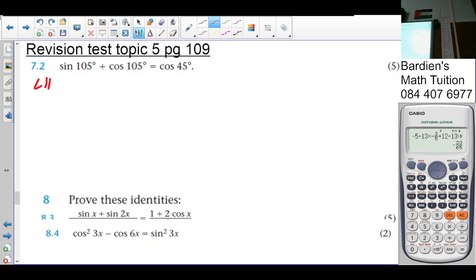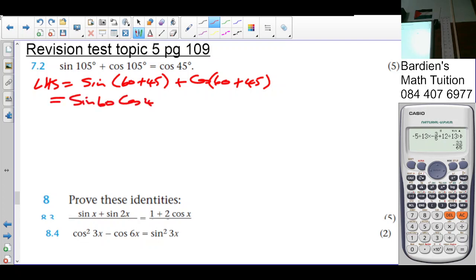So the left hand side, that is simply going to be sine 105 plus cos 105. Special angles, 60 and 45. So sine of 60 plus 45 plus cos of 60 plus 45. So that's simply going to give us the sine expansion: sine 60 cos 45, same sign, sine 45 cos 60, plus cos 60 cos 45, minus sine 60 sine 45.